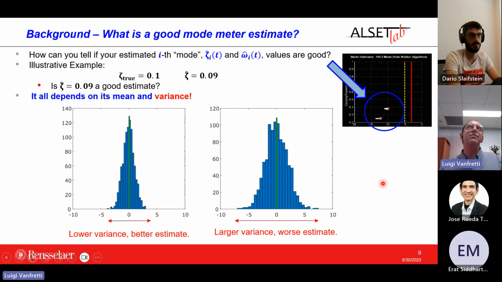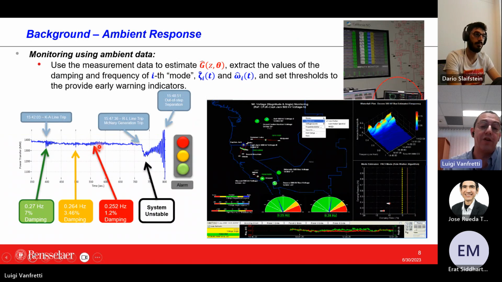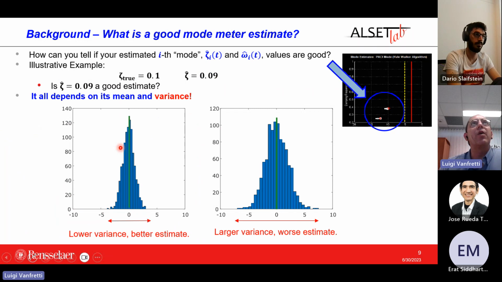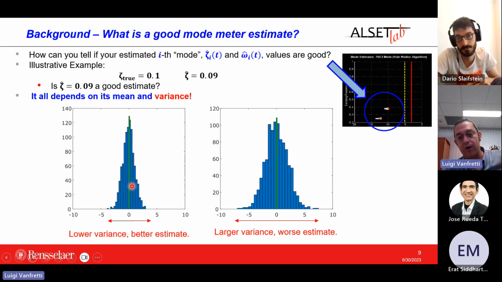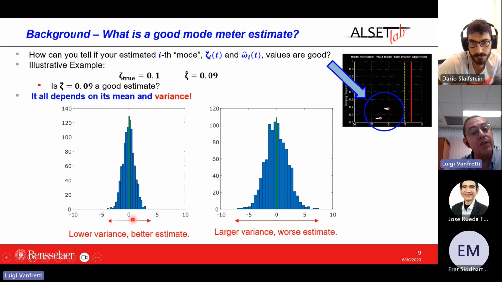So then the question is, are these estimates any good? Because the system conditions are changing, but you don't have any real influence on the data that you're getting, on how the system dynamics are being excited. So here's an example. If the true damping is 0.1% and you get an estimate of 0.09, is it any good? You don't know unless you look at the variance. So the variance depends on the mean. If your mean is higher than the true value, that means that you have bias. But more important than bias is variance. And basically, if you do these estimations 100 times, you create this histogram and you look at the result from the estimation.